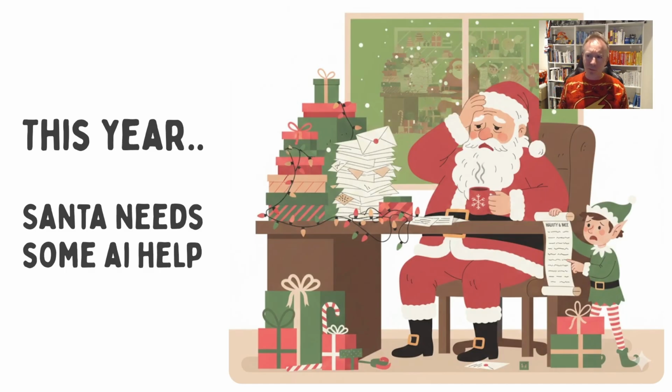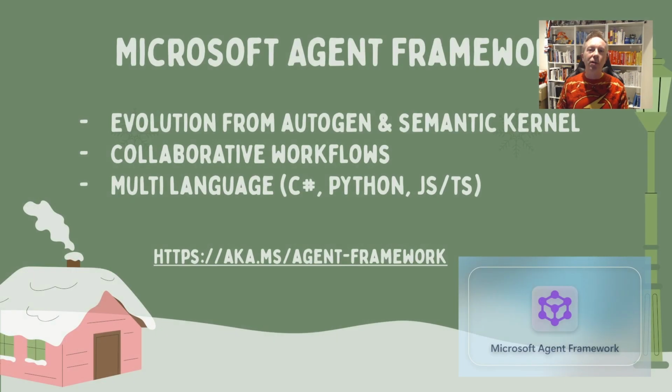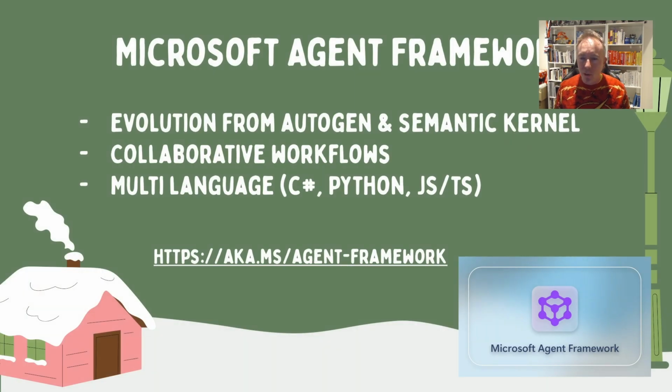Anyway, this year Santa needs some help. He's a bit overworked. We've got massively rising population growth, and he's just overworked. He needs some help, and the Christmas consultants have said in order to improve operational efficiency, he needs to use AI, which is pretty much what all the consultants are saying. So we're going to use Microsoft Agent Framework, which is an evolution of a project from Microsoft Research called Autogen and something else they had called Semantic Kernel, mushed it together, I think, to create the Microsoft Agent Framework.